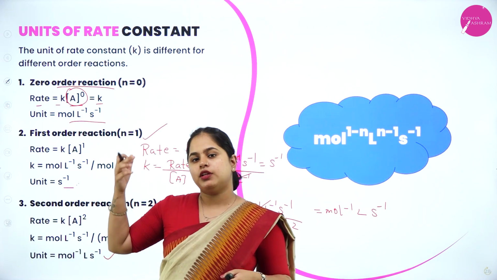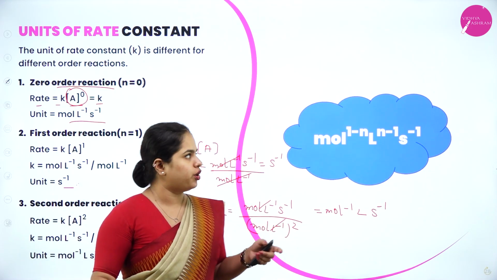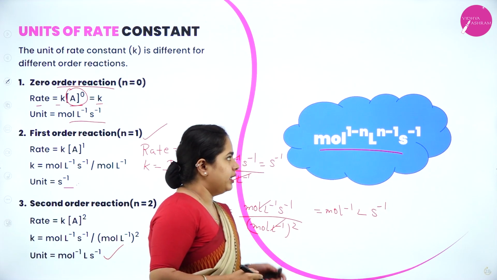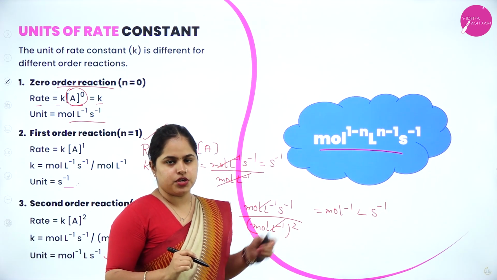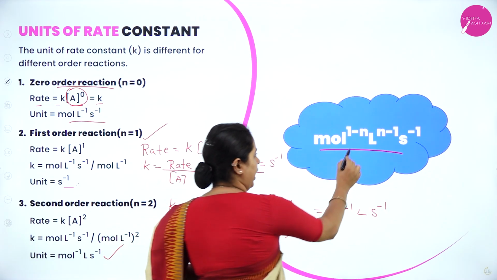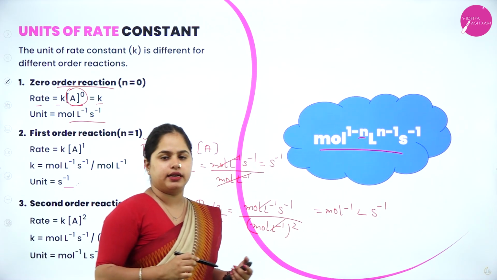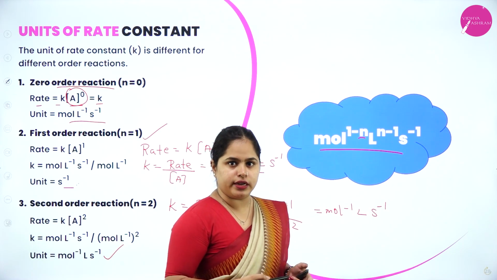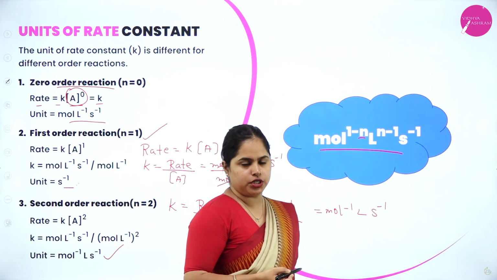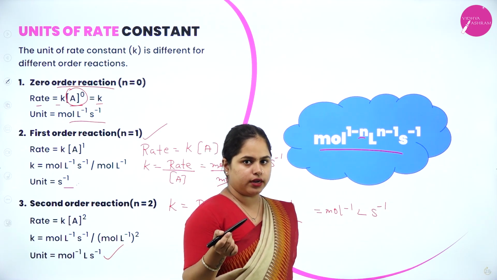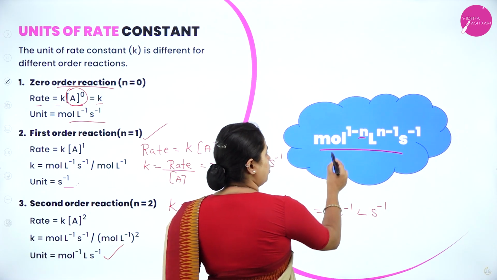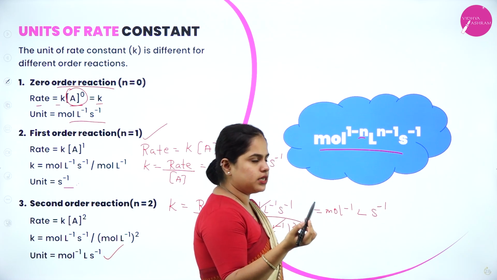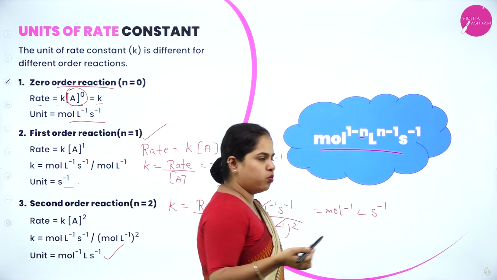So if you can't remember the unit of each of these rate constants, what you can do is remember this formula, that is mole 1 minus n, liter n minus 1, second inverse. If you remember this, in the place of n, if you substitute, you can directly get the unit of the rate constant. For example, if it is a zero order reaction, if you are substituting in this equation, n will be 0, right? Zero order reaction means n will be 0. So what you will have? Mole 1 minus 0. What is 1 minus 0? 1 itself.